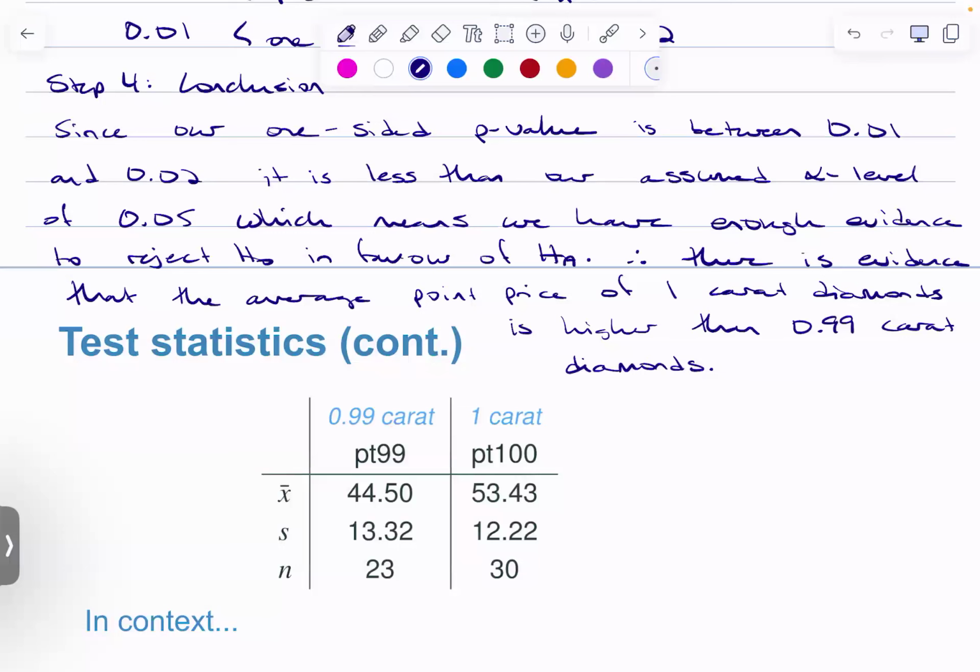Hmm. Can do with that what you will, right? If a 0.99 carat diamond is significantly cheaper than a 1 carat diamond, and we can't tell the difference, I think I personally would just choose to buy a 0.99 carat diamond because I'm cheap like that. Or, I don't know. Again, it's not my job as a statistician. I just present, here are my findings. Now you figure it out. You do with it what you will.